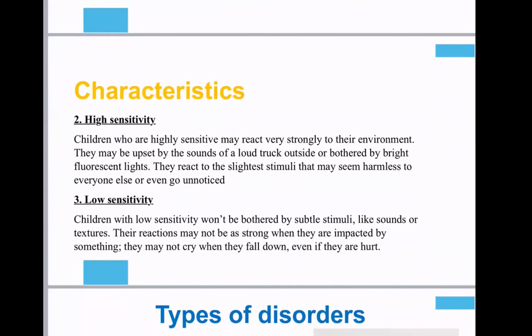the high sensitivity. Children who are highly sensitive may react very strongly to their environment. They may be upset by the sounds of a loud truck outside or bothered by bright or fluorescent lights. They react to subtle stimuli that may seem harmless to everyone else or even go unnoticed.